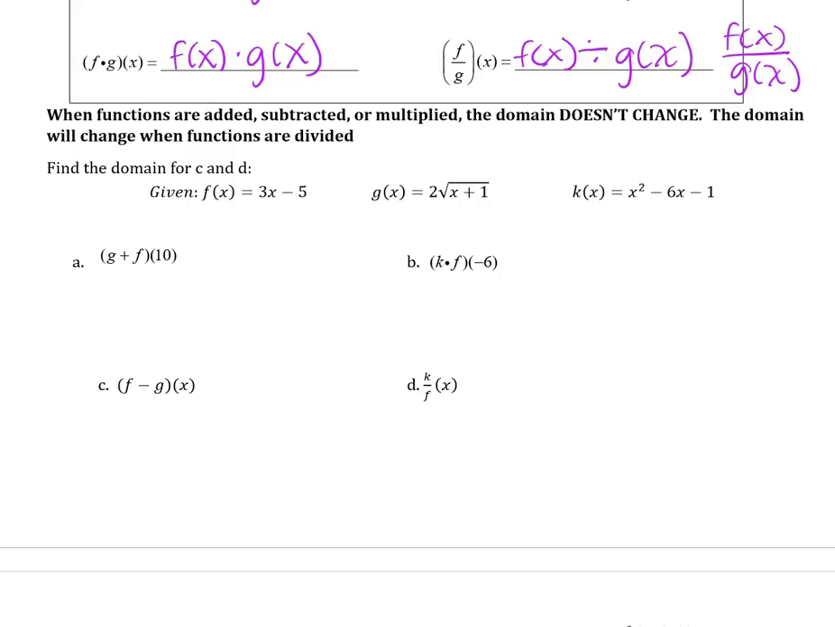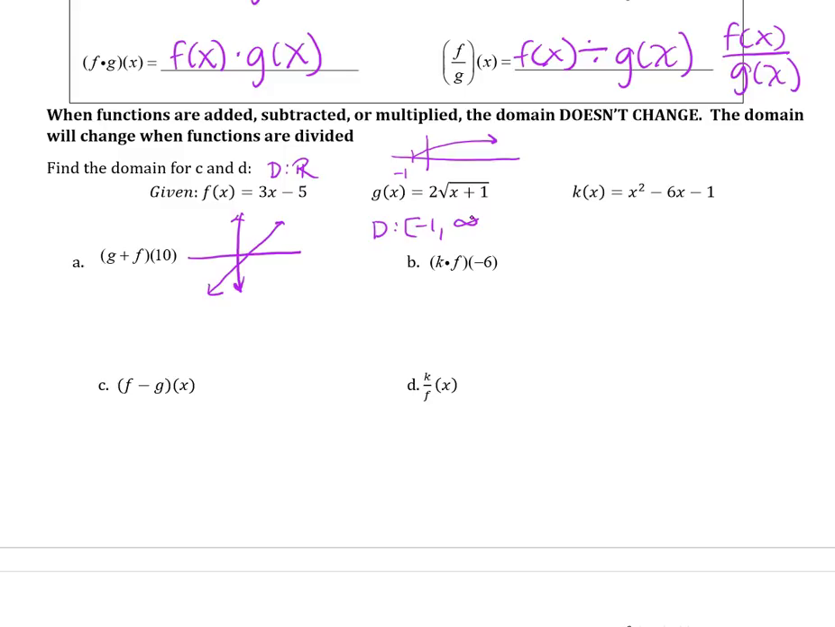So before we get into actually performing those operations, let's just talk about the domain for these graphs that I'm going to be dealing with. So first of all, f of x is a line with a slope of 3 and a y-intercept of -5. So it would look like this, roughly. So that means the domain is all reals. This is a square root function with a vertical stretch of 2 that's been shifted to the left 1 unit. So it looks like that. And you could always verify these with your calculator. So that means the domain is from -1 to infinity.